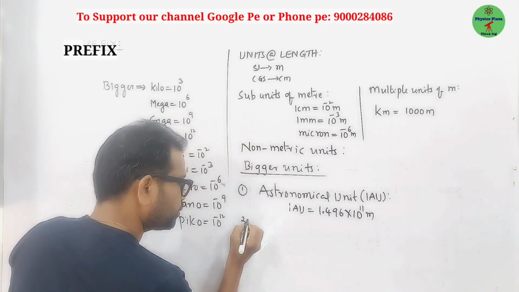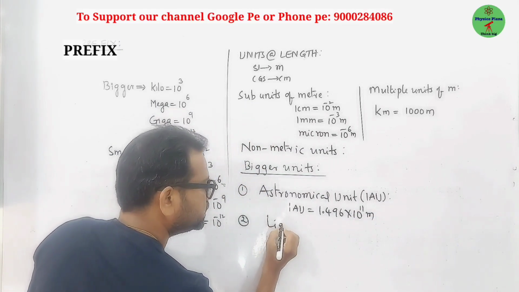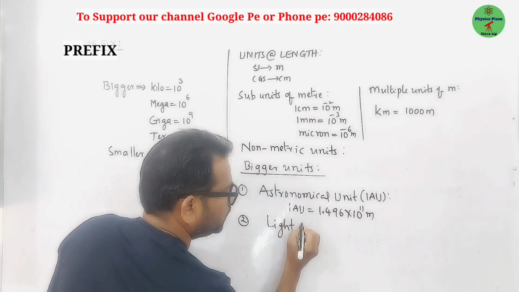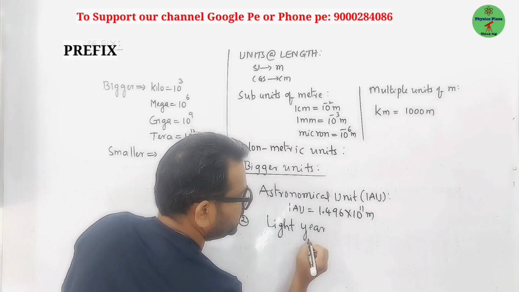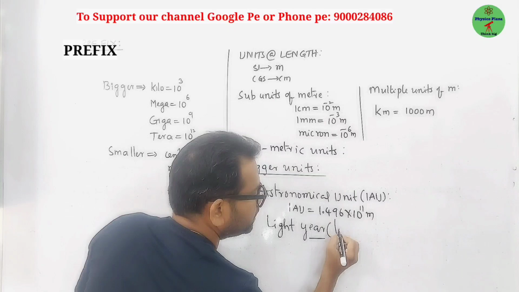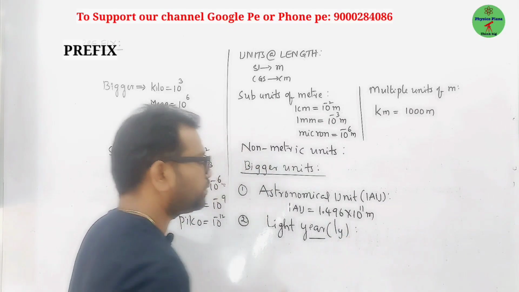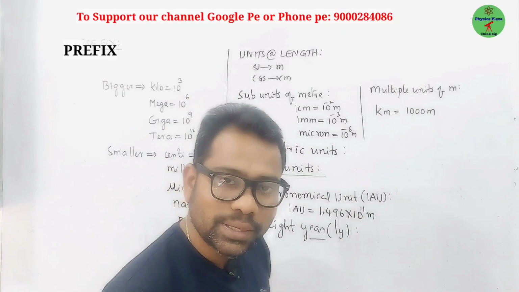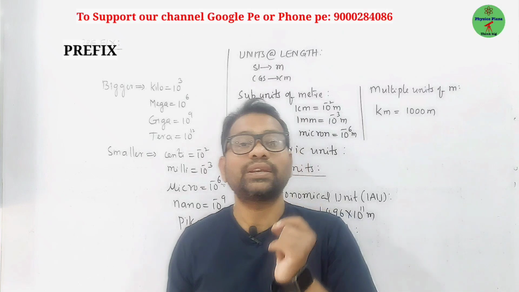Other than this astronomical unit, we also have the light year. By seeing this light year, some students will think it is a unit of time. No, it is wrong. Light year is a distance. Then what is the light year, dear children?